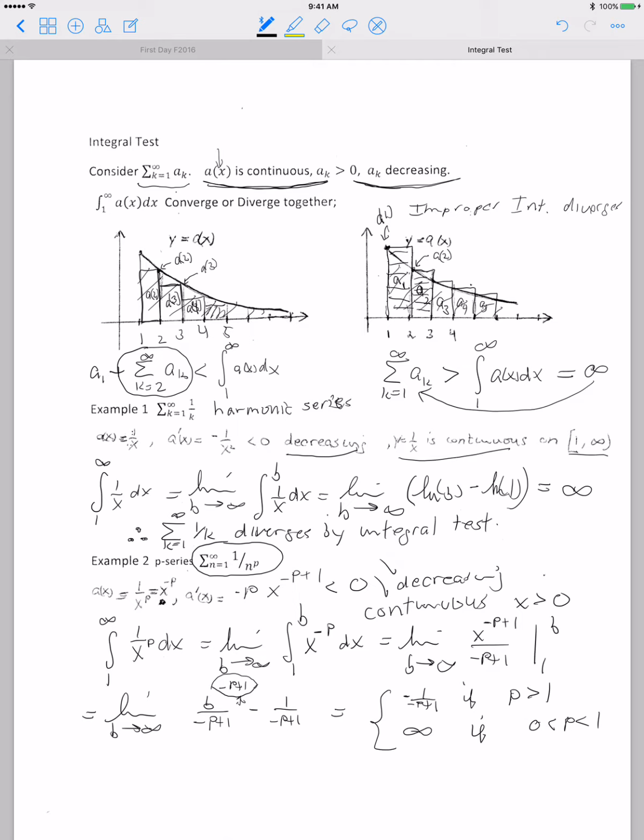Therefore, the p-series will do the same thing. So this series is going to converge if p is greater than 1. And it's going to diverge if p is less than 1, or between 0 and 1.